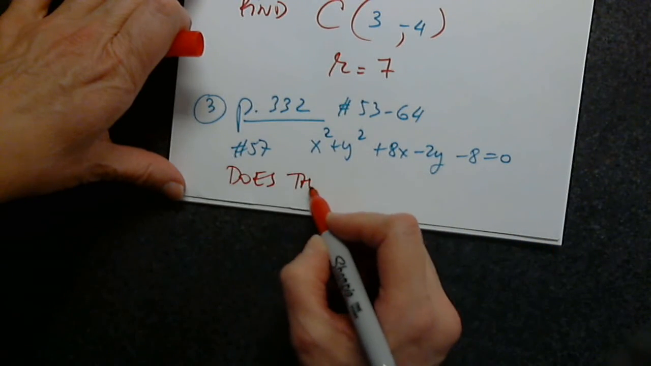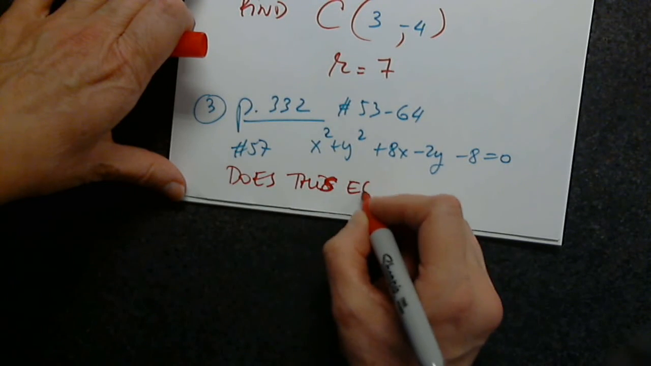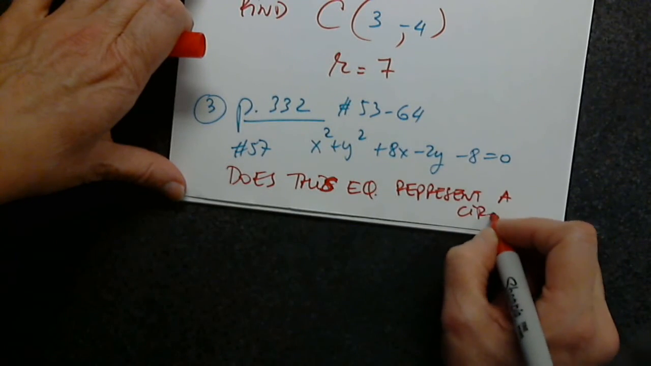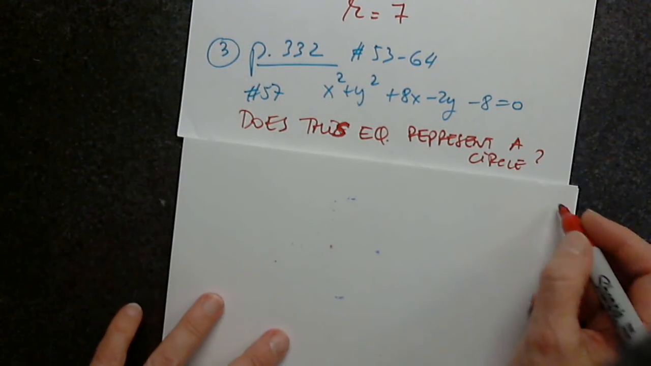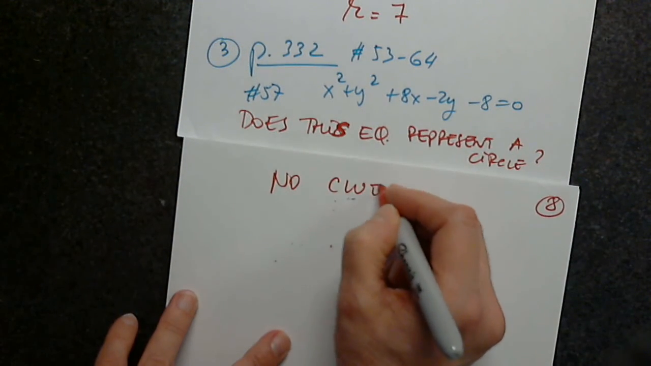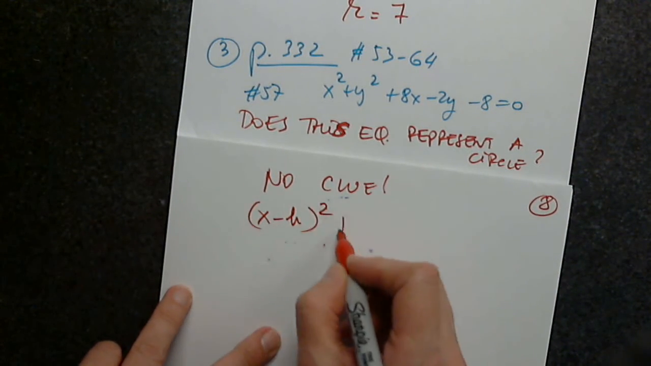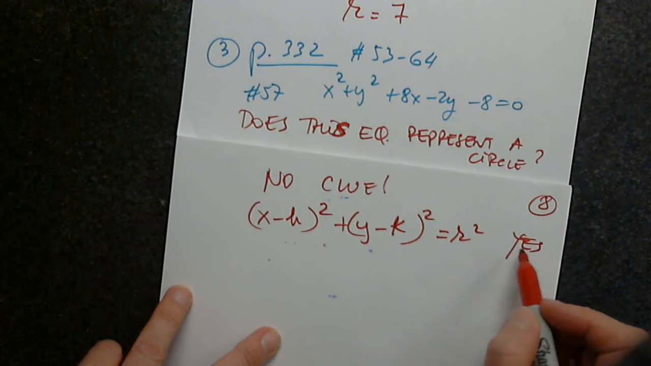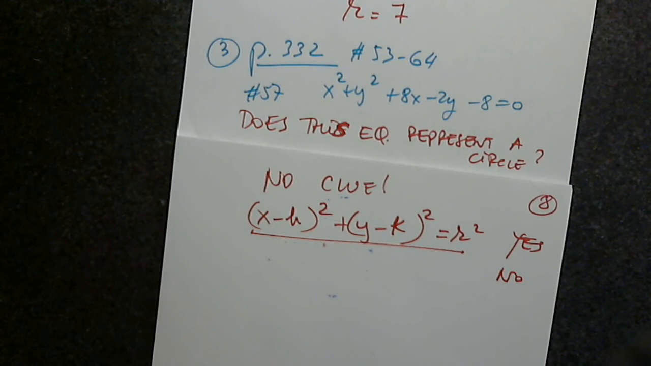Does this equation represent a circle? And my answer to this question is no clue. I have no idea. If somehow I manage to present it like this, then yes. If I cannot present it like this, then it's no. But at this point in time, I have no clue. Maybe.